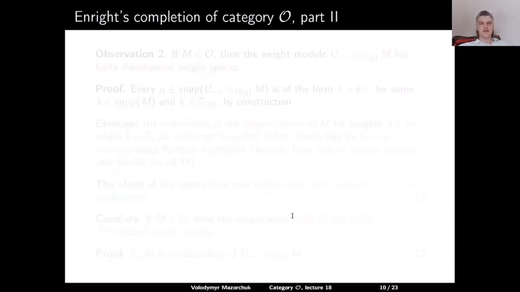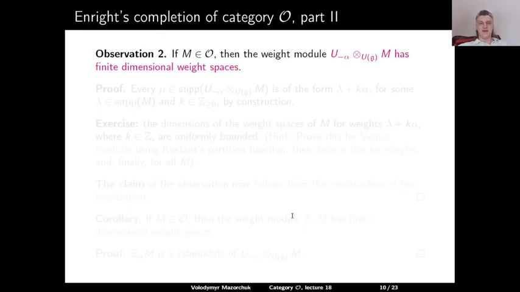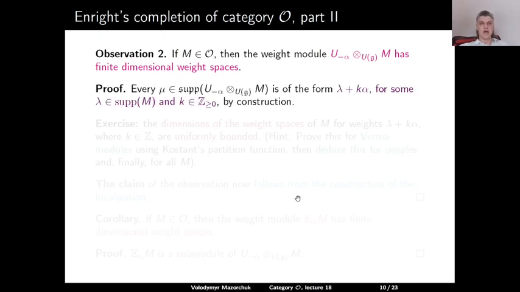The next thing which we need to discuss is that if we have a module in O and we localize it, then the resulting module has finite dimensional weight spaces. To prove this, we first observe that any weight in the localized module, so we know that the localized module is a weight module, has the form: a weight from the original module plus a multiple of alpha with coefficient which is a non-negative integer.